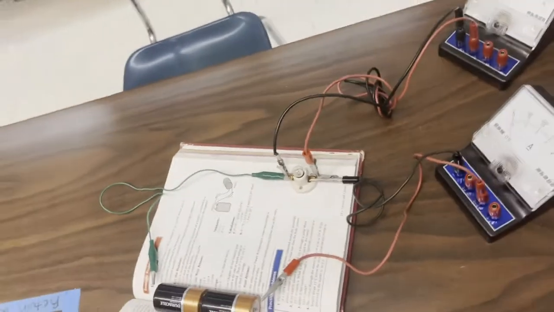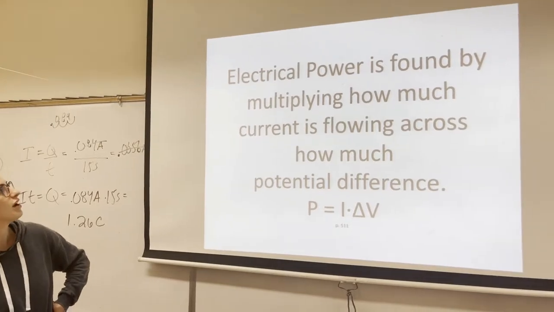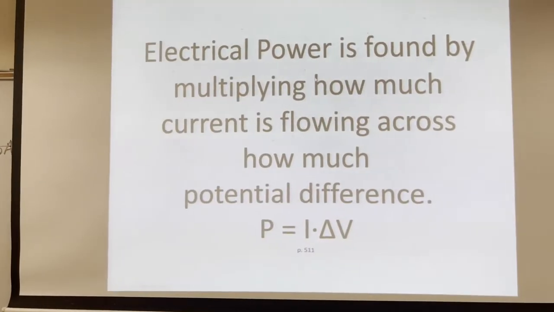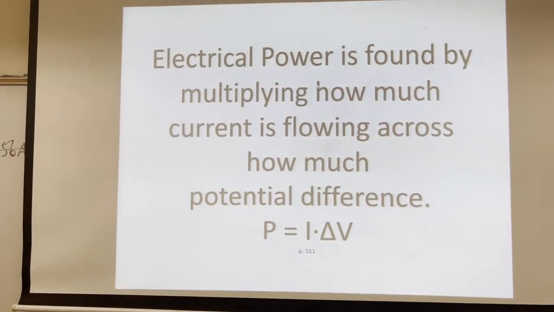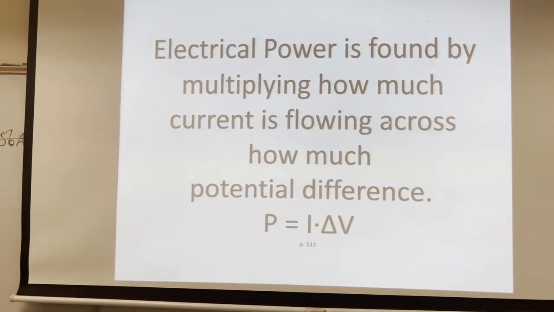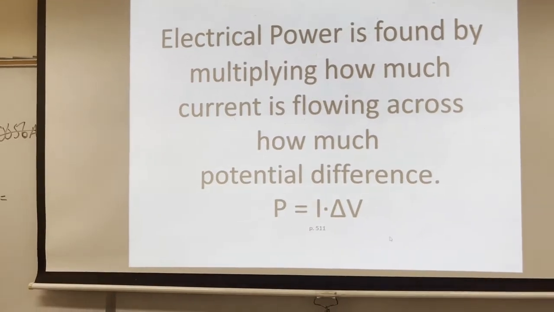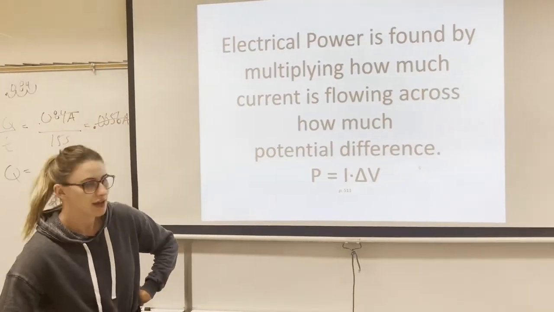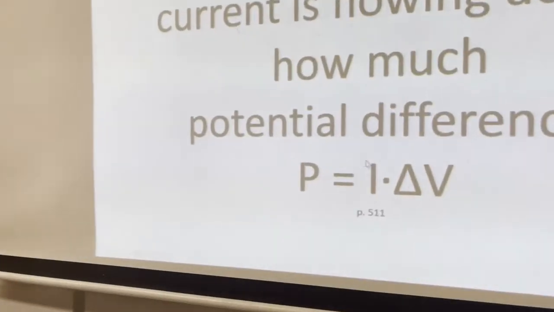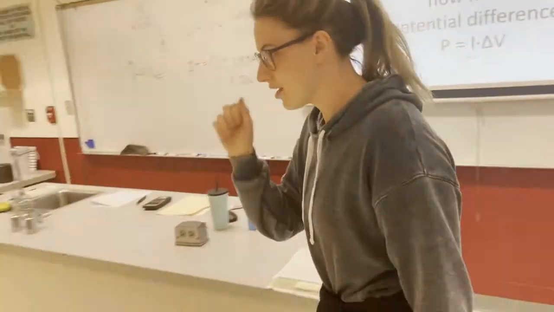So if it's brighter, there's more light energy, there's more electrical energy, there's more electrical power. Electrical power is found by multiplying how much current is flowing by how much potential difference. Let's make some measurements. And that's P is I times delta V. So let's go ahead and take a look.